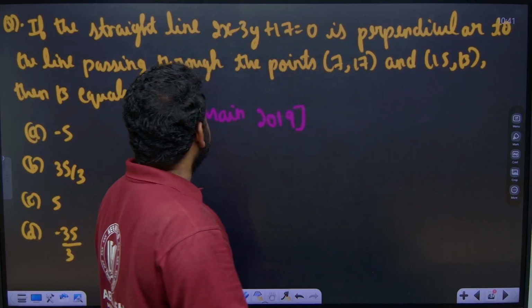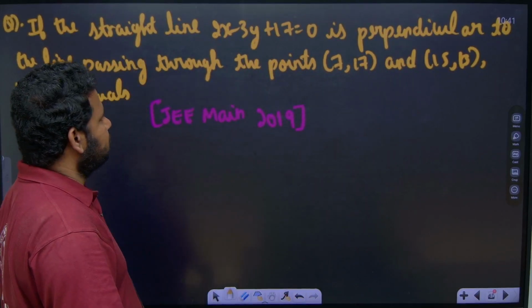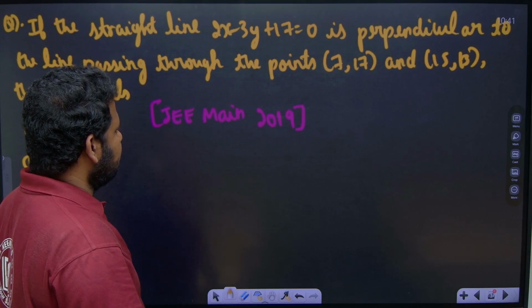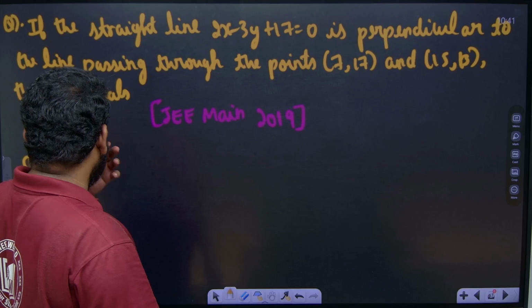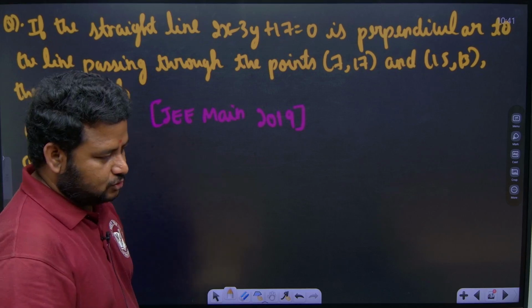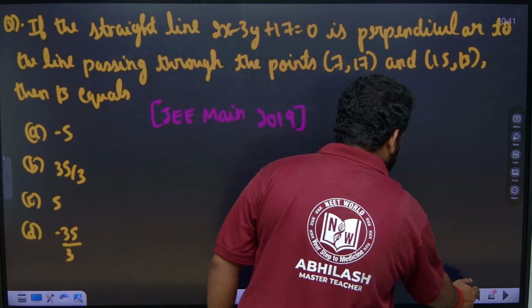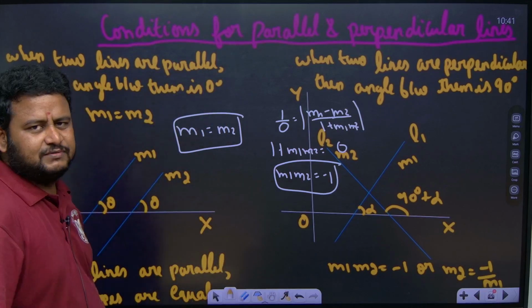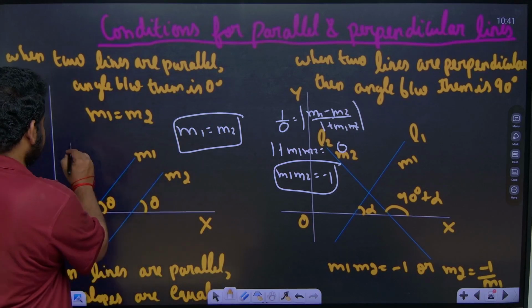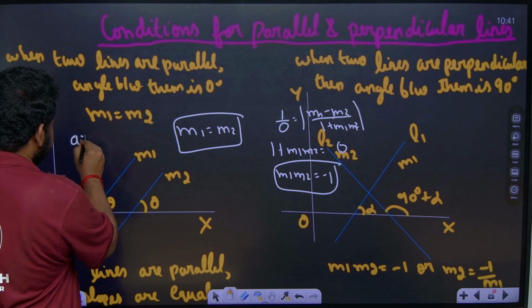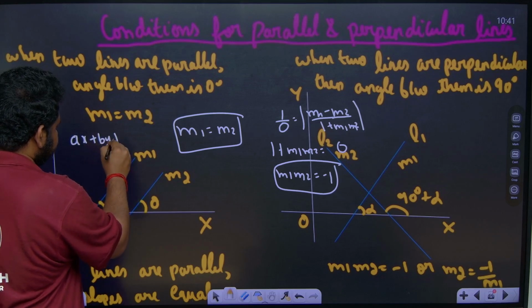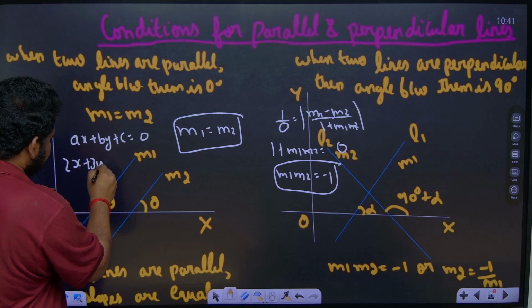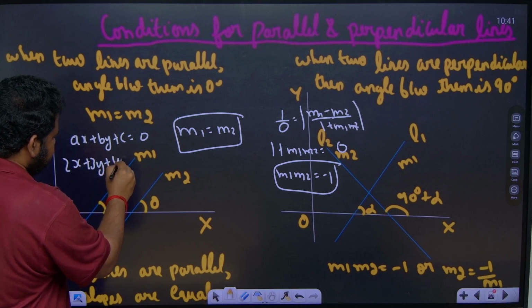They have given, if the straight line 2x minus 3y plus 17 is equal to 0 is perpendicular to the line passing through the points 7 comma root 17 and 15 comma root beta, then beta is equal to. Before going to this, I will tell you one important concept here itself. Suppose a line is given, ax plus by plus c is equal to 0, or some particular line, that is 2x plus 3y plus 4 is equal to 0.